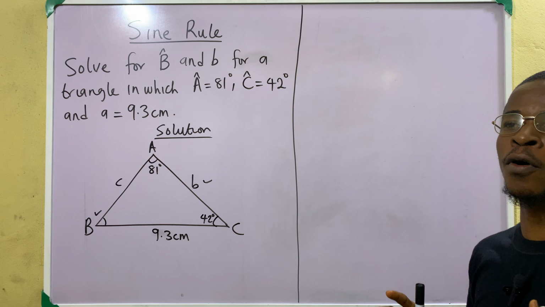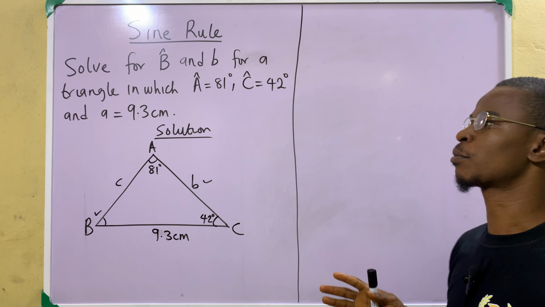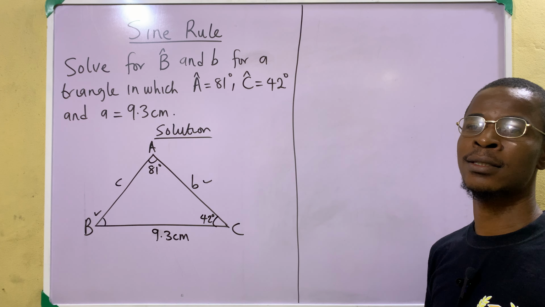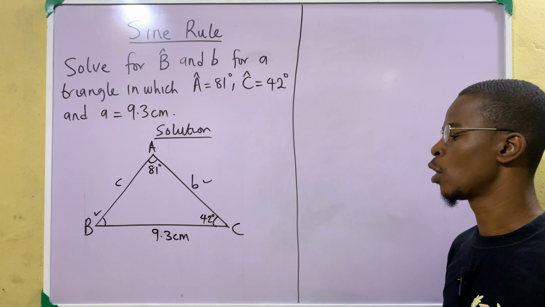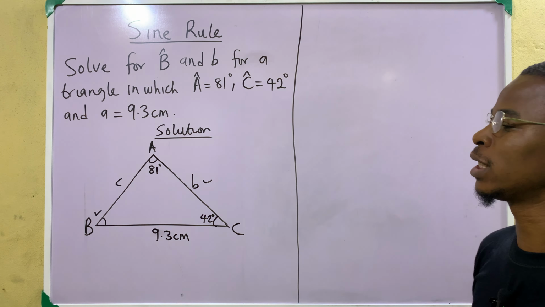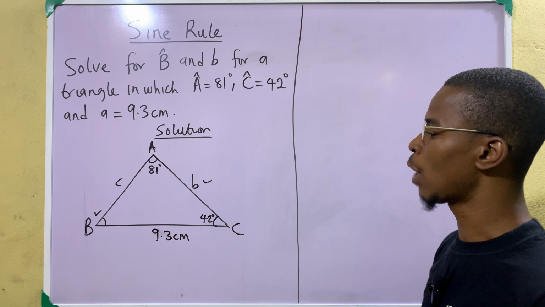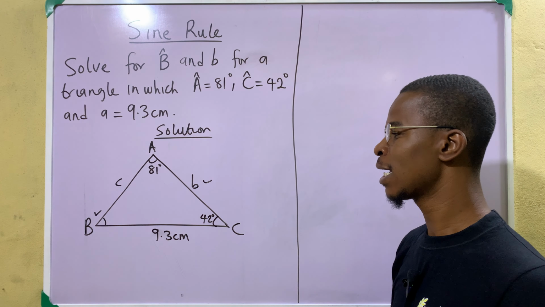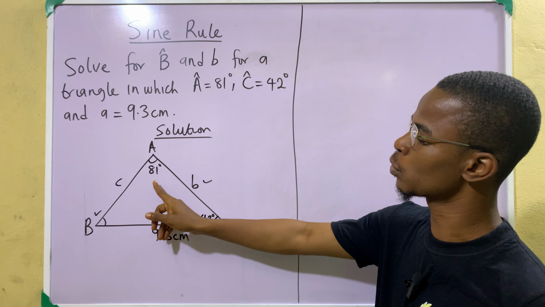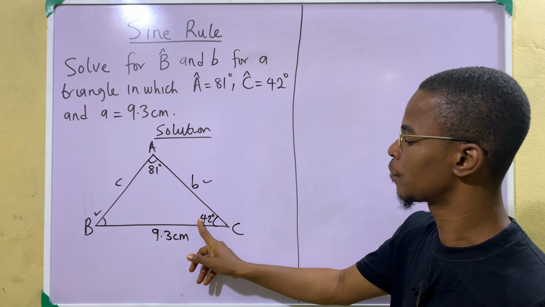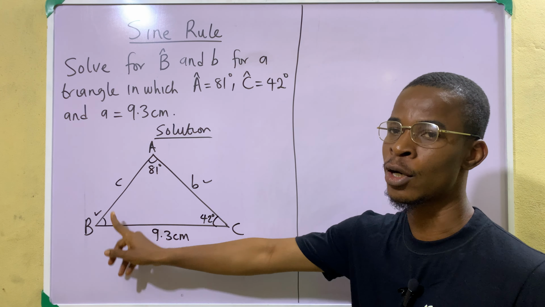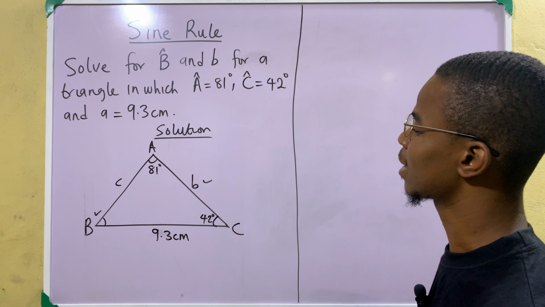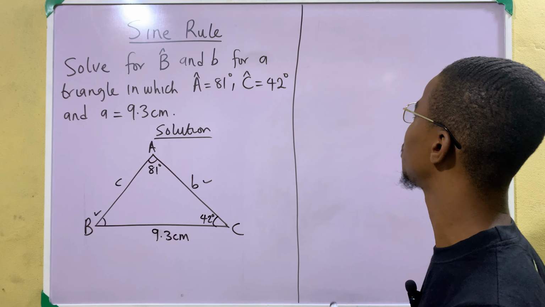Now we know that for our basic concept of trigonometry, there is a rule that we all should know, which is the total angle in a triangle. And what is the total angle in a triangle? 180 degrees. That means logically, if I add 81 plus 42 plus this angle, all should be equal to 180. So let's use that principle now to find B.